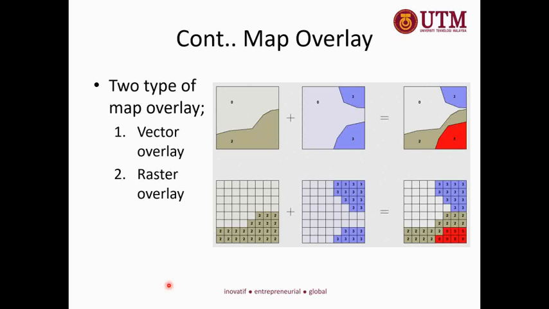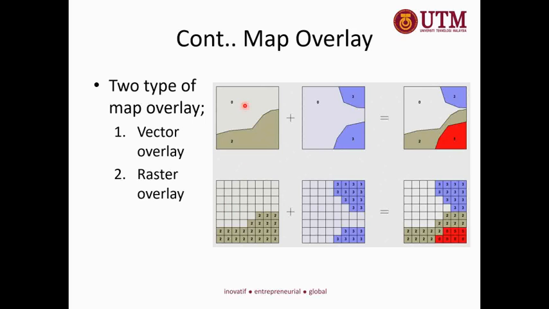Okay, so this is an example of map overlay. The upper one is using vector data, and the lower one is using raster overlay. So if we see here, the same data, one in vector, one in raster. Raster is based on the pixel. So if you have a high resolution, you will get higher accuracy.